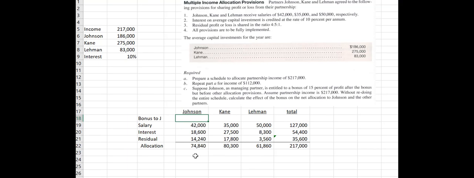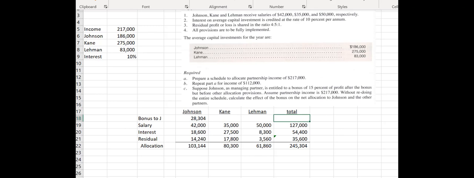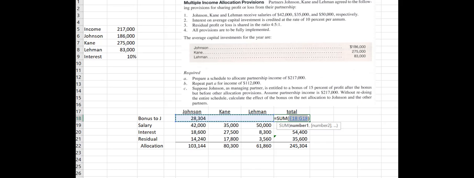Okay, I come back to my spreadsheet. I'm going to fill in Johnson's bonus, 28,304. I need to fill that in as a total, though. Okay, you can see what was the effect of Johnson's bonus. It reduced the residual by 28,304. So the residual this time is much smaller than it was in Part A. Still a positive residual, and it still gets allocated 40% to Johnson, 50% to Kane, 10% to Lehman.